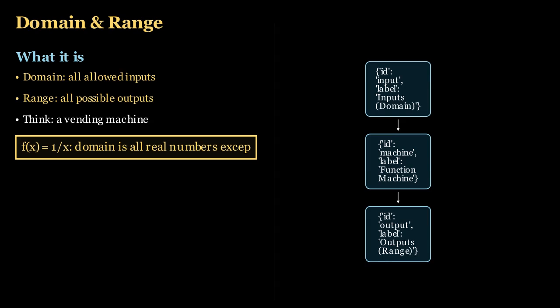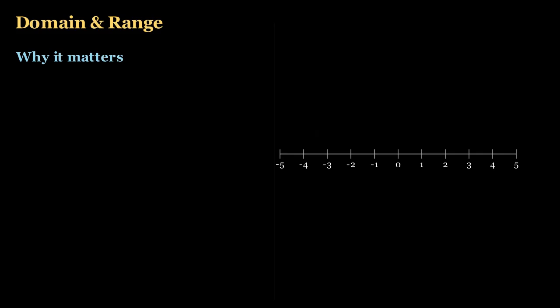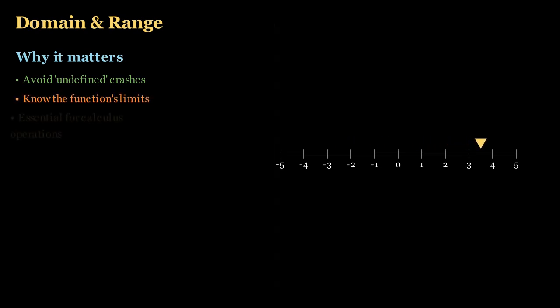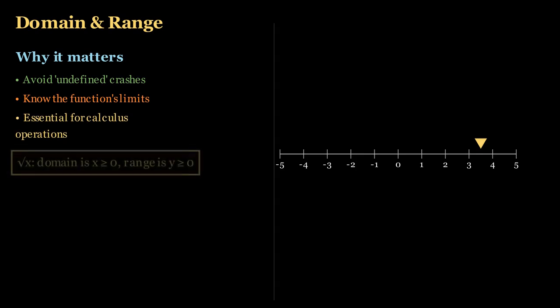Why do we even care about domain and range? Because if you try to put an illegal input into a function, the whole thing crashes, you get an undefined result, which is useless in math. For example, you can't divide by 0, and you can't take the square root of a negative number in the real number system. Knowing the domain tells you exactly where a function is safe to use.